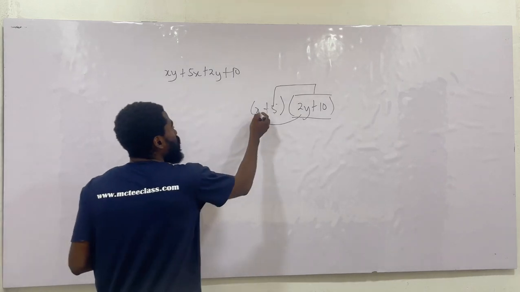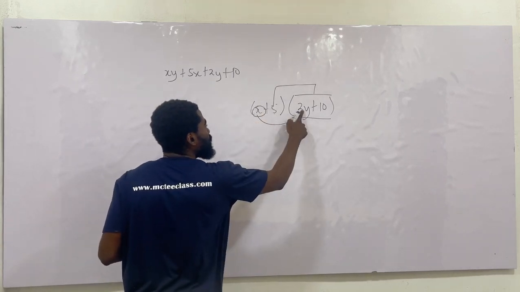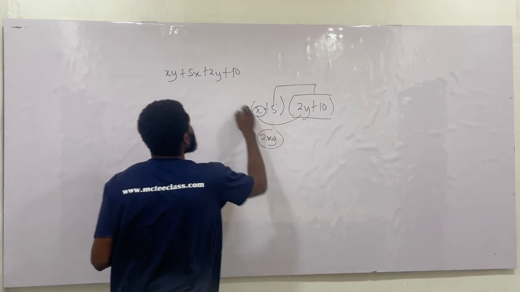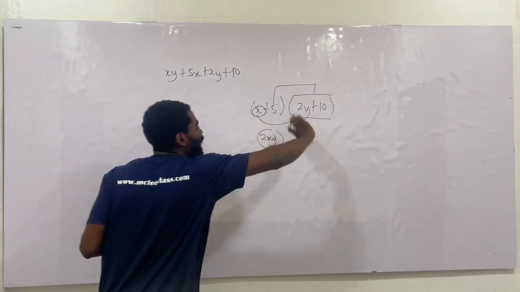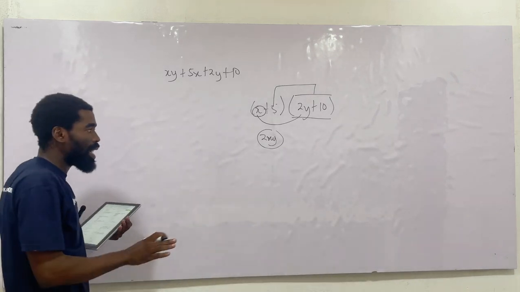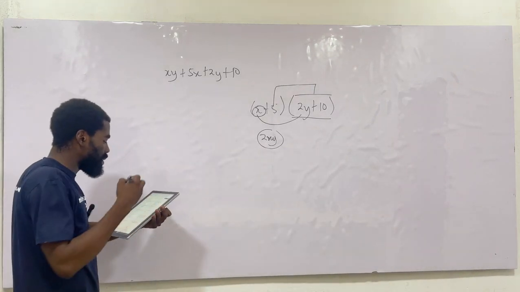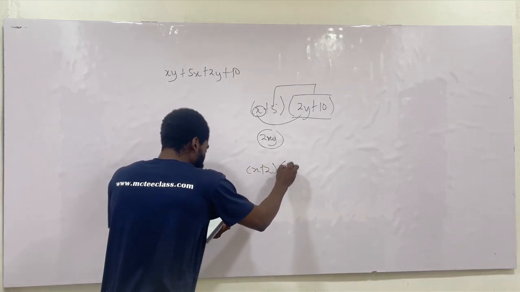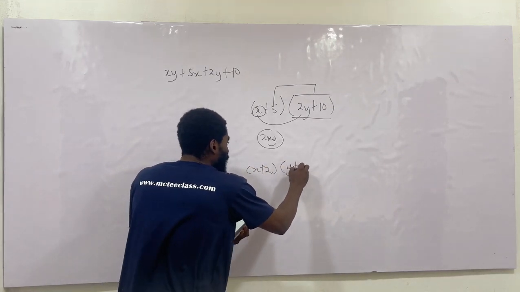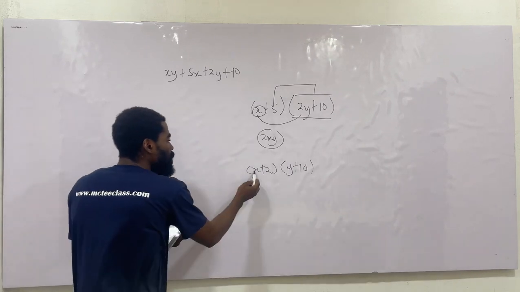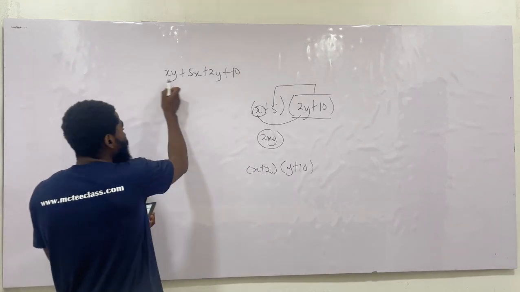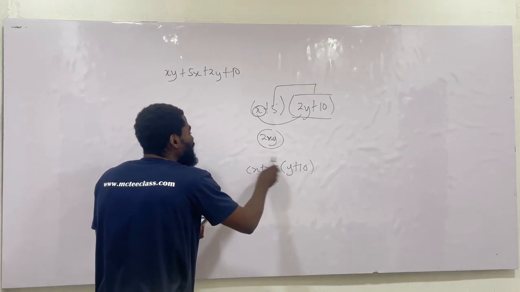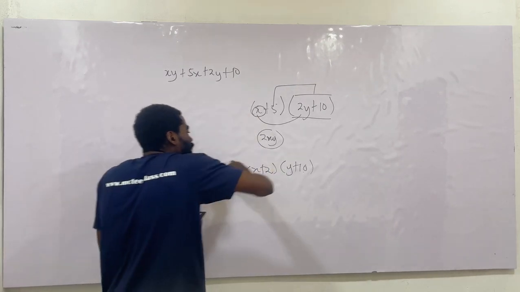So let's try. This is what I'm saying. When I multiply x by this, it gives me 2xy. I don't see any 2xy in the options, so that answer is wrong. Then I come to the second one, which is x plus 2, times y plus 10. When I multiply this and this, I'll get xy. Yes, xy is here. But when I multiply this and this, I'll get 10x, and 10x is not here. So that one too is out.